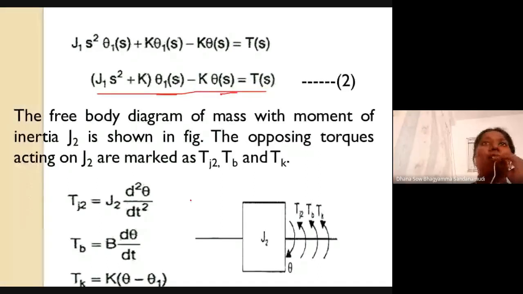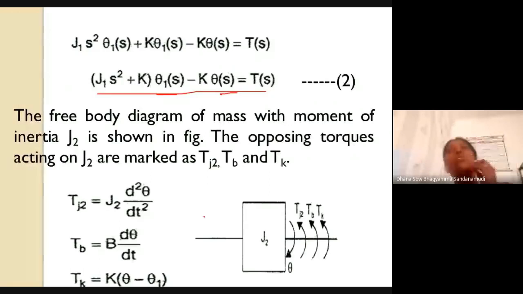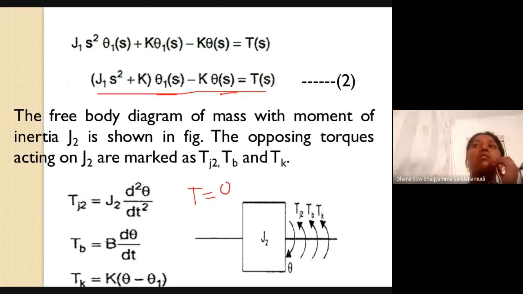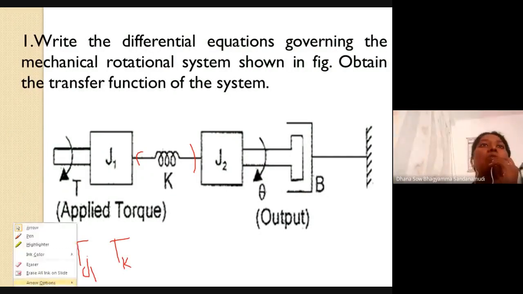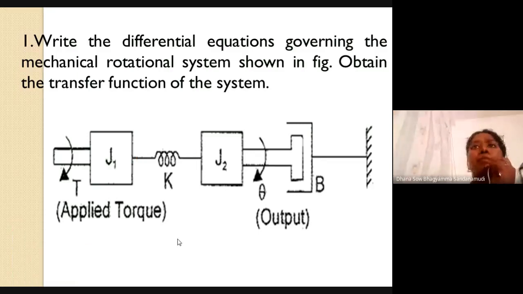Okay, now consider node 2. So at node 2, applied torque is 0. No torque is applied. At node 2, T is 0. Angular displacement is already mentioned at node 2, that is theta. What are all the opposing torques? Let us see the opposing torques at node 2.